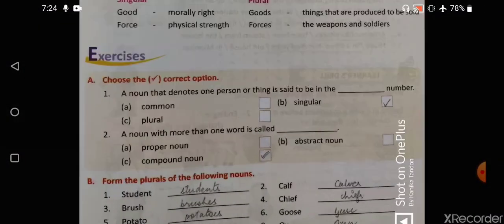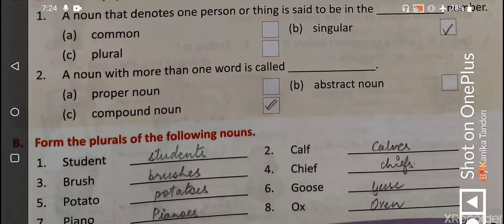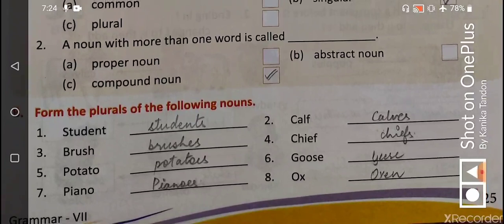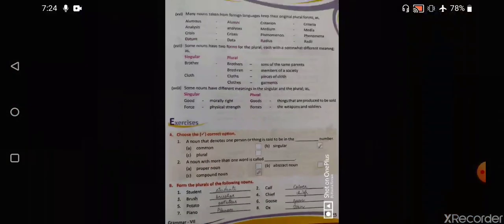exercise of this chapter. A noun that denotes one person or thing is said to be a singular noun. A noun with more than one word is called a compound noun. Next is, form the plurals of the following nouns. Student becomes students, brush becomes brushes, potato becomes potatoes, piano becomes pianos, calf becomes calves, chief becomes chiefs, goose becomes geese, ox becomes oxen.